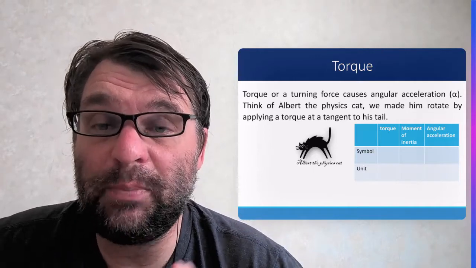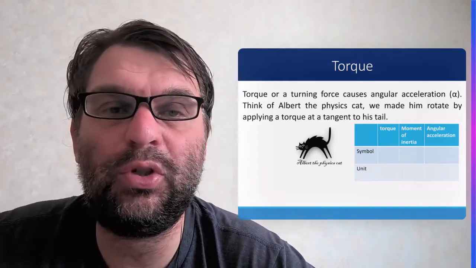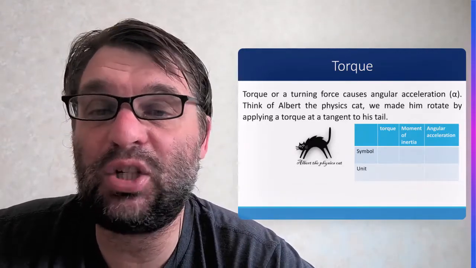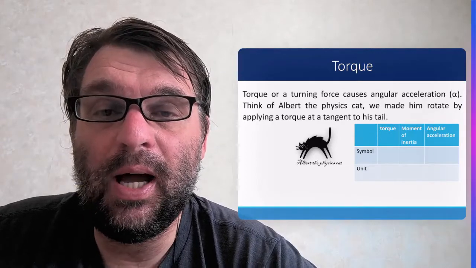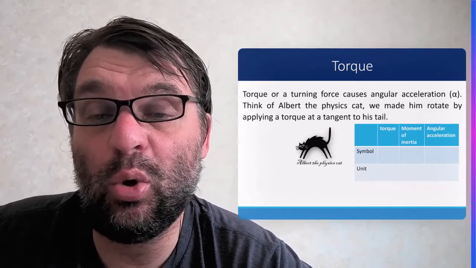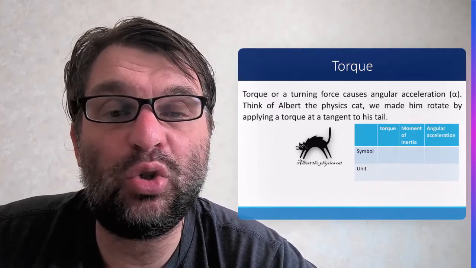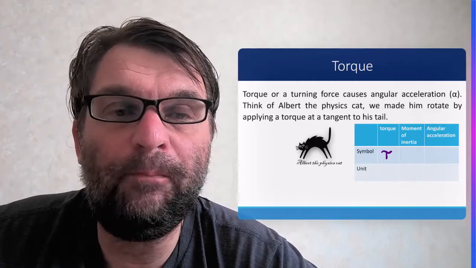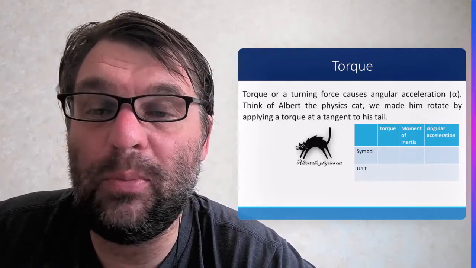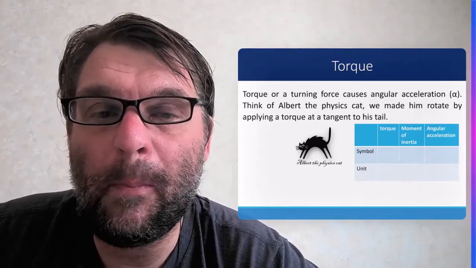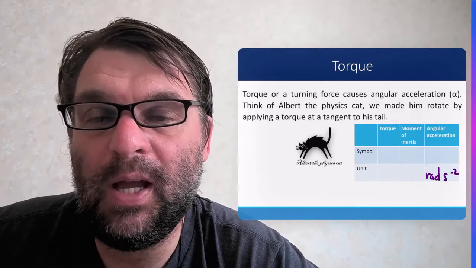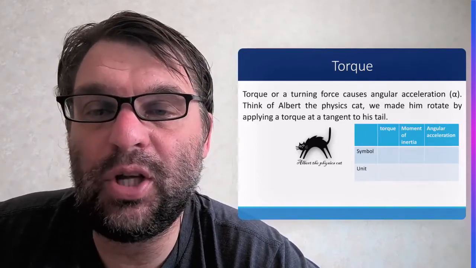So this is where the concept of torque comes in. So torque, or turning force, which you would have looked at in Level 2, causes in circular motion an angular acceleration alpha. So again, when we're thinking about Albert the physics cat, we essentially made him rotate by applying a force or a moment of torque at a tangent to his tail. And this is analogous to the force in translational motion, where torque equals the force times the distance. Okay, so torque in rotational motion has the same symbol, tau. The moment of inertia has capital I as a symbol, and the angular acceleration is alpha. And the units of torque are newton metres, and the moment of inertia has the units of kilograms metres squared, and angular acceleration from circular motion has the units of radians per second squared.